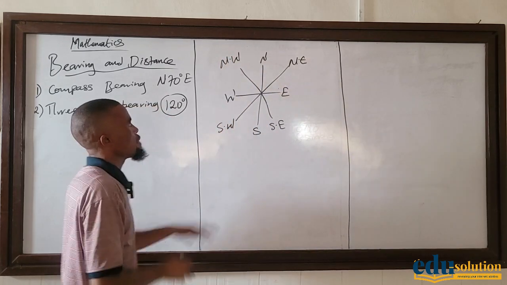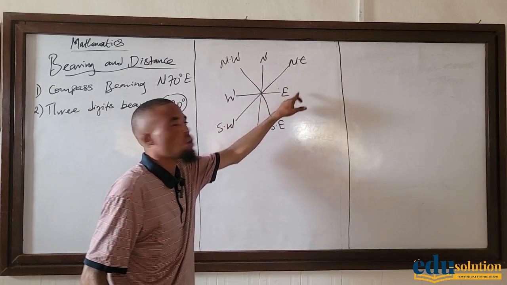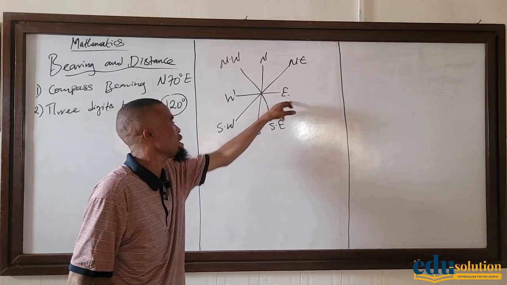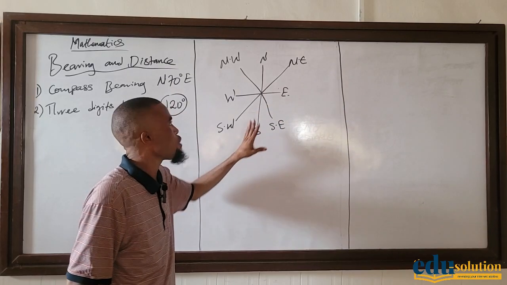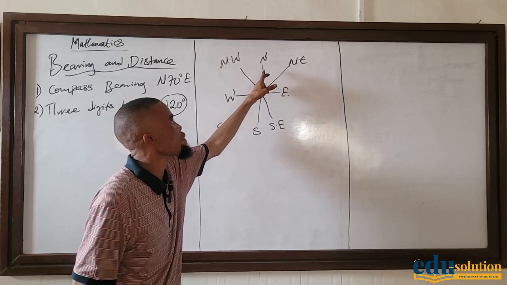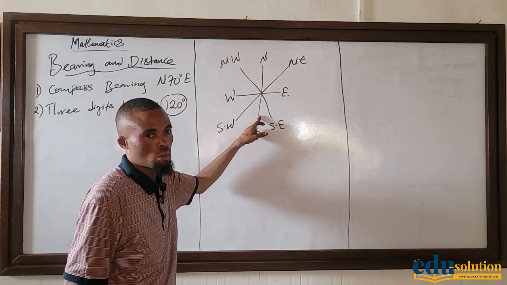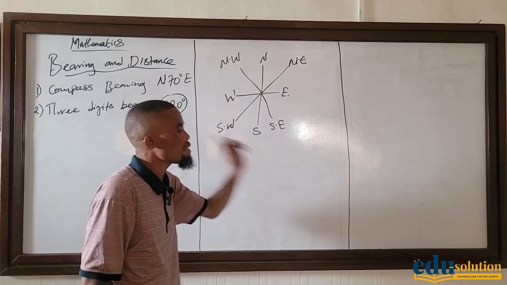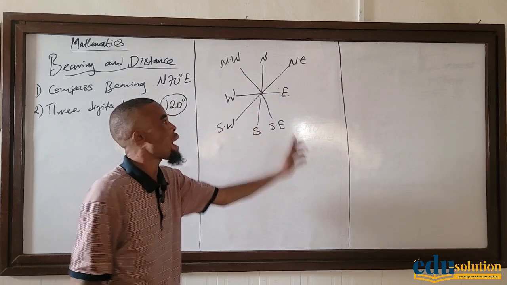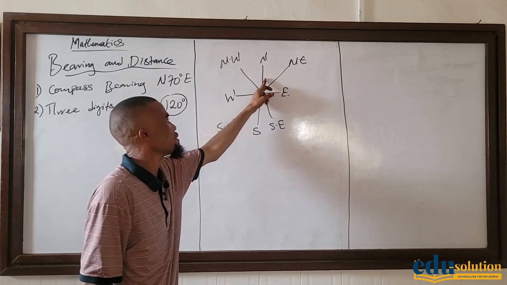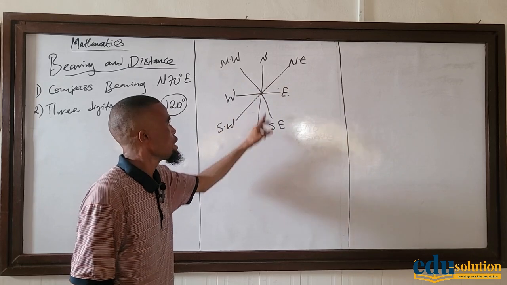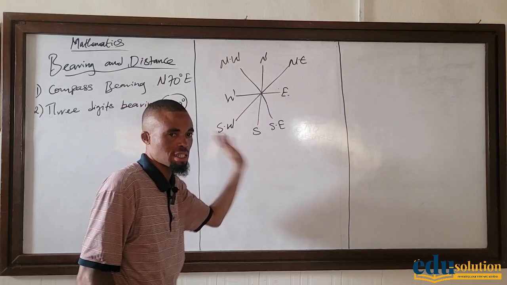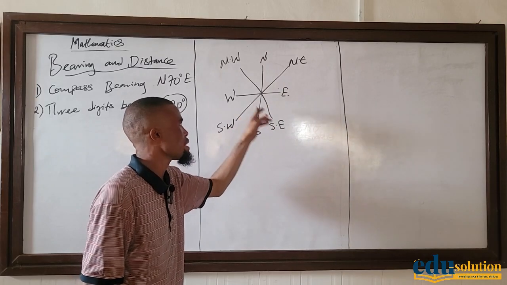You will take note that this northeast was not called east-north. This southeast was not called east-south. Why? Because every compass bearing must start either from the north or from the south. Three-digit bearing starts only from the north, while compass bearing starts either from the north or from the south. So if we have something traveling between south and east, we call it southeast, not east-south, because compass bearing starts from south and north.